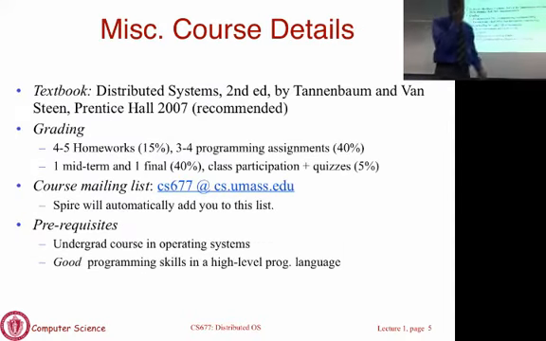Okay, so I already mentioned the book. That's Tannenbaum's book, which we will follow. The grade will involve 3 things. There will be 2 exams, a midterm and a final. That's 20% each, 40% of the total grade. There will be 3 programming assignments. It says 3 to 4, but usually we only do 3 programming assignments. That's roughly 40% of your grade.